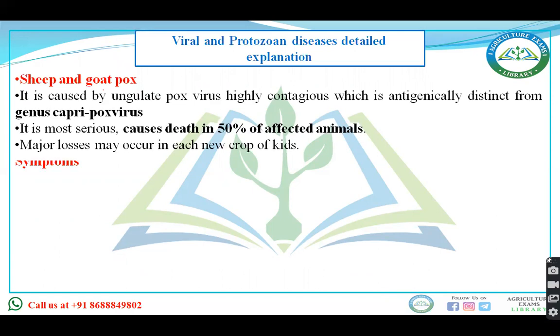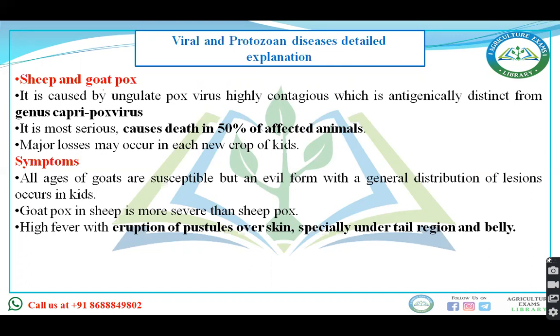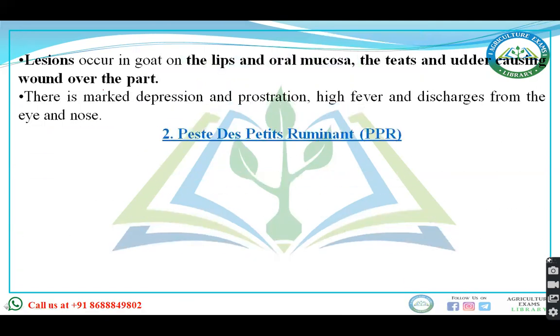Viral and protozoan diseases of sheep and goat: pox, which is generally caused by the genus Capripox virus. It has a high mortality; if 100 animals are affected, 50 animals will die. 50% of affected animals will die. Again there is shedding of the ooze. Lesions will occur on the lips and the oral mucosa.